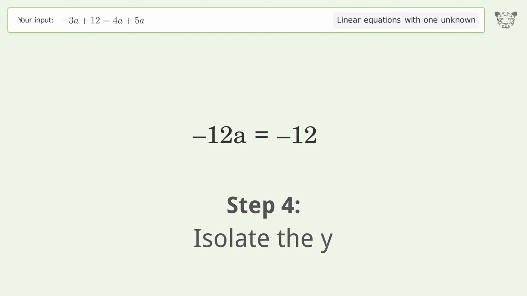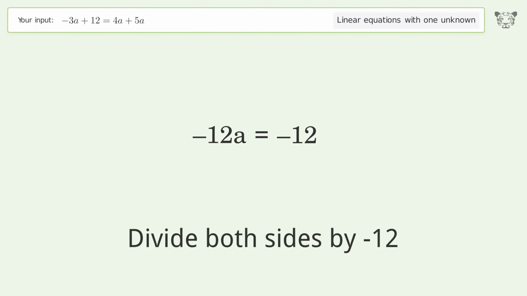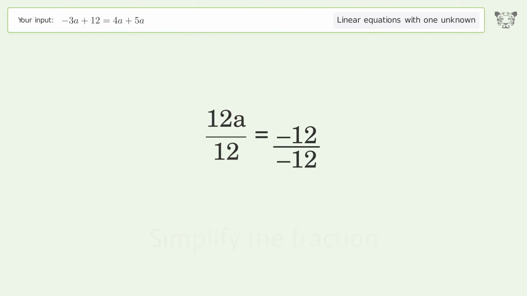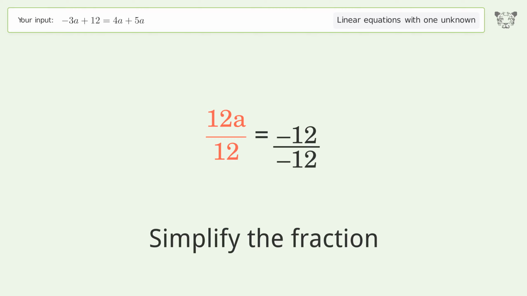Isolate the y. Divide both sides by -12. Cancel out the negatives. Simplify the fraction.